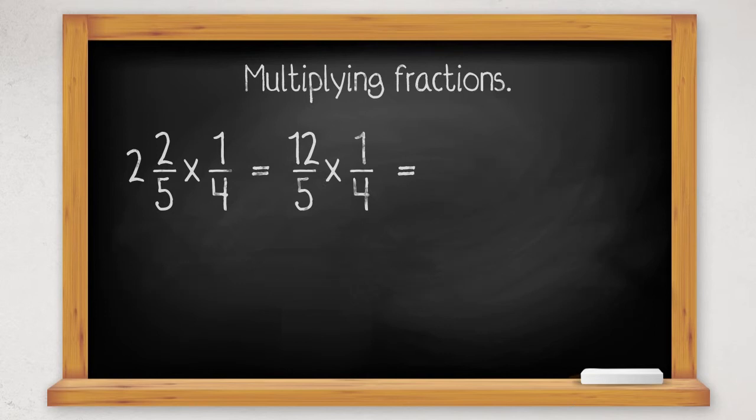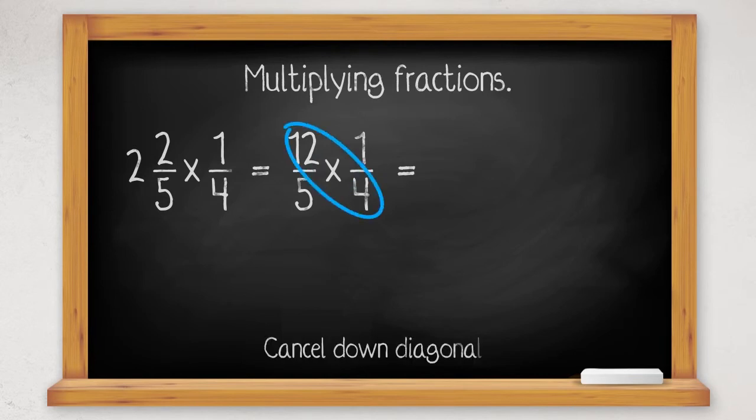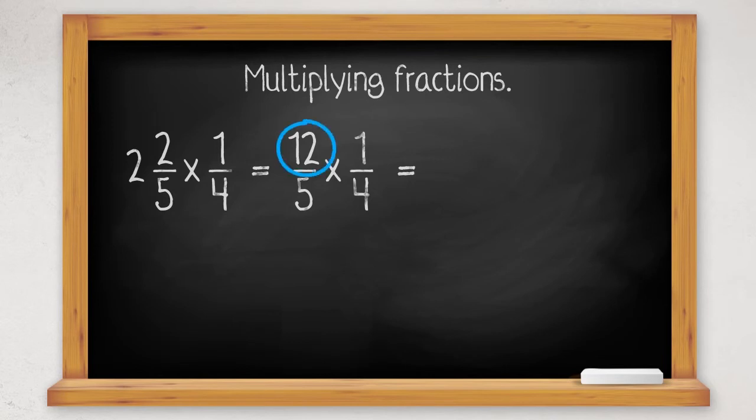If we look at this example again, after we've changed any mixed number to an improper fraction, provided we have a multiplication sign between the two fractions, we can cancel down diagonally before we do the multiplication. 12 won't cancel with the 5, but it will cancel with the 4. They are both even numbers, so I can divide 12 by 2 to get 6, and I can divide 4 by 2 to get 2.